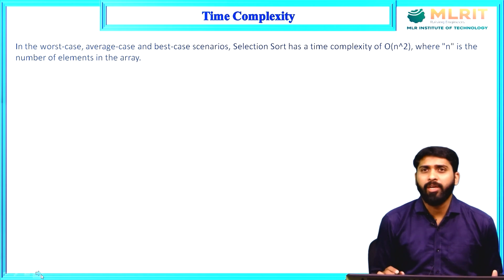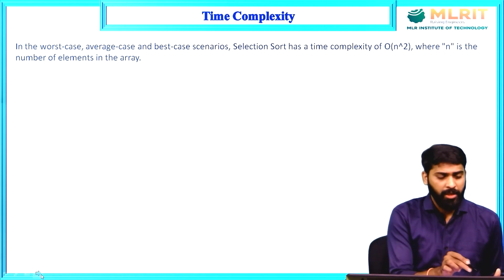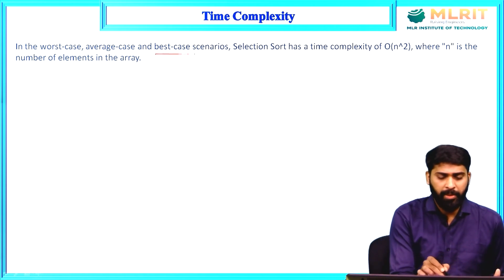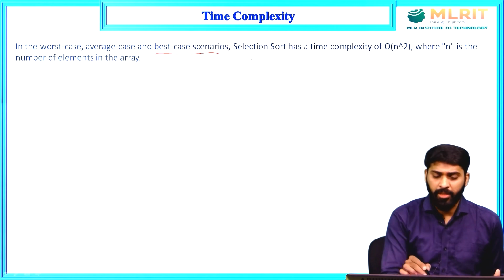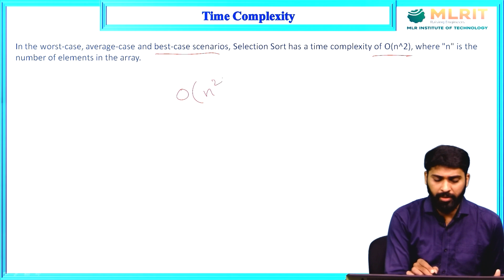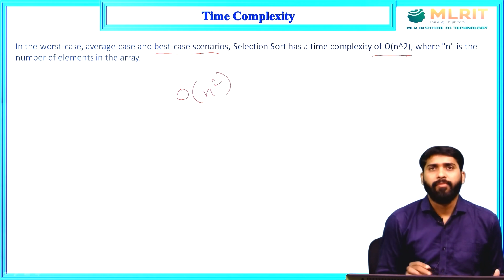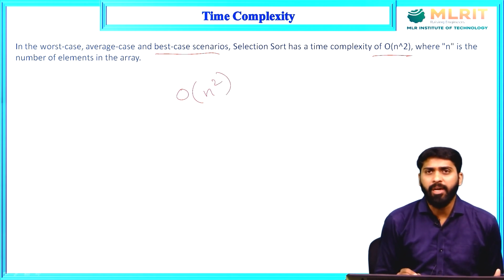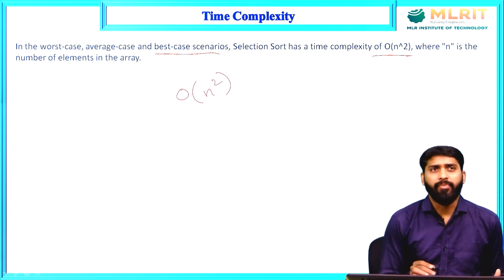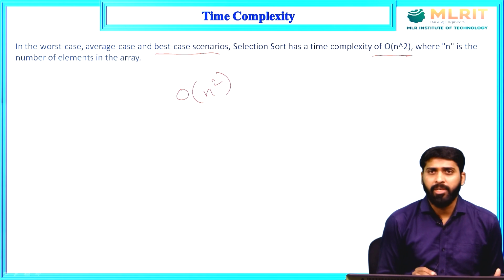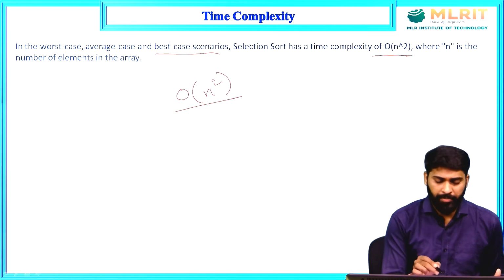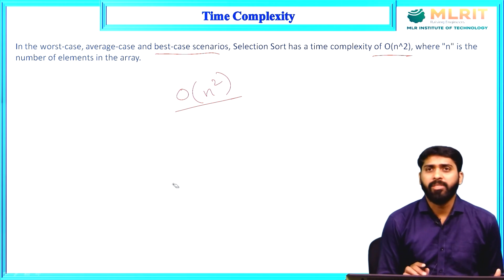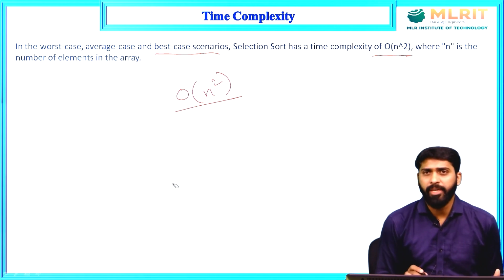Coming to the time complexity of selection sort: in the worst case, average case and best case, the time complexity of selection sort is big O of n square, where n is the number of elements in the array. Whether it is the worst case, best case or average case, the time complexity is big O of n square. Why? Here we are using two loops.